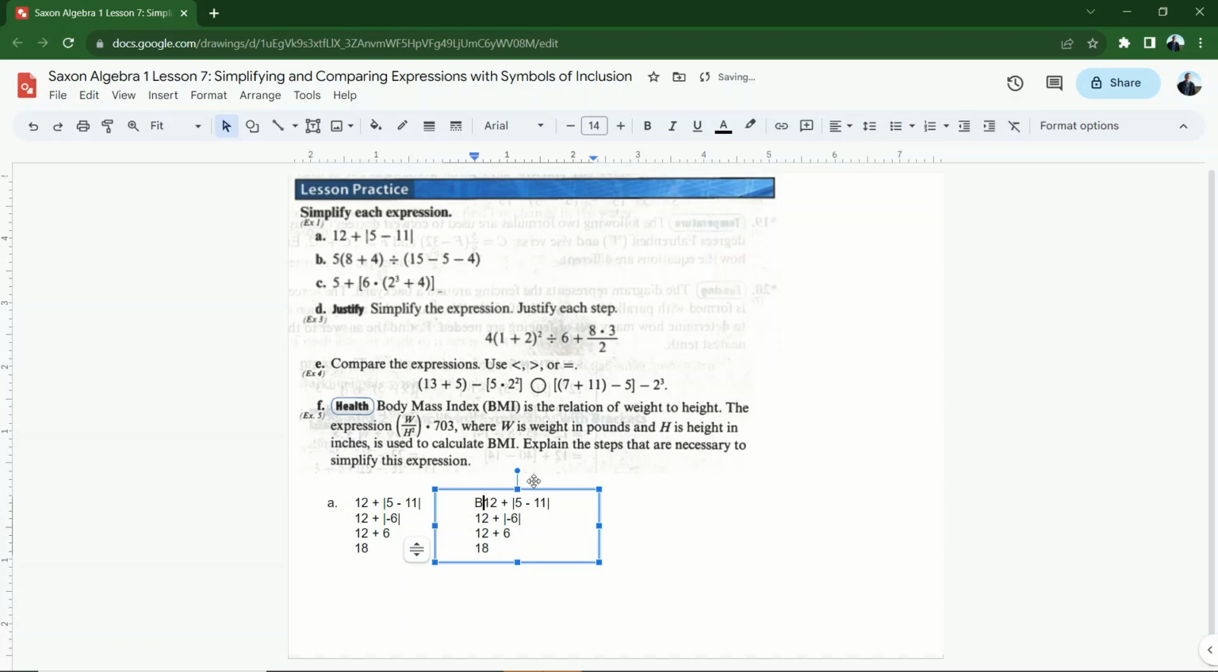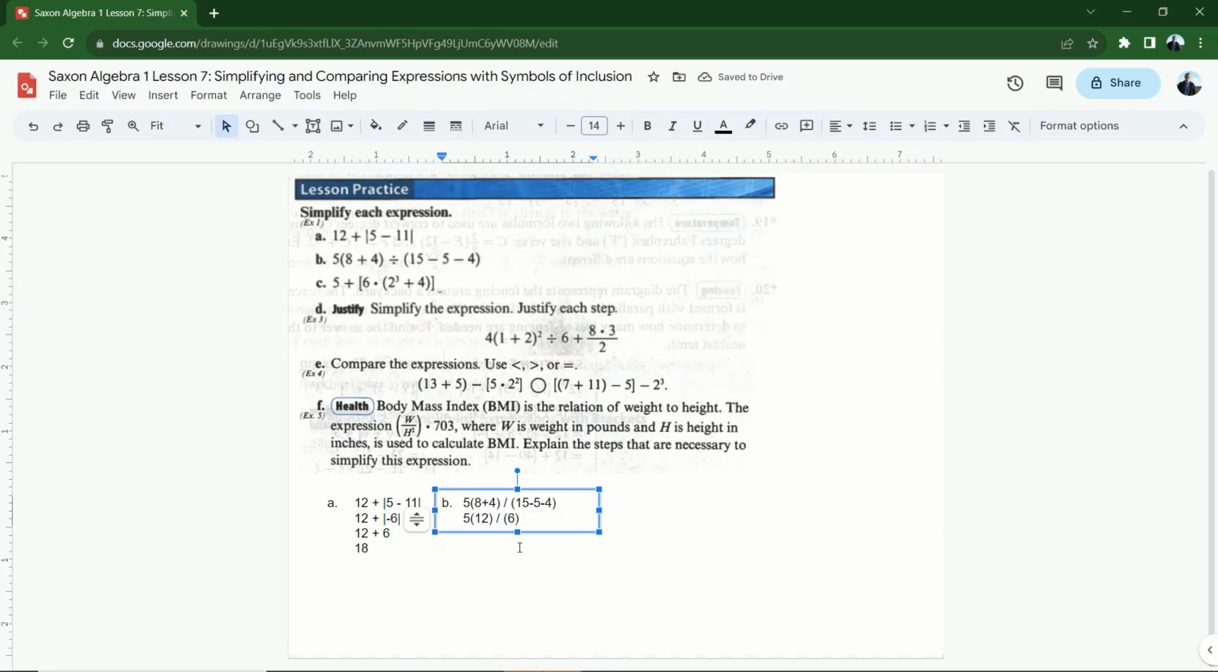Okay, so for B, we're doing 5 times 8 plus 4 in parentheses, divided by, I'm just going to use a slash, 15 minus 5 minus 4. Okay, so simplifying what's in parentheses first is going to be 5 times 12 divided by 15 minus 5 is 10, minus 4 is 6, divided by 6.